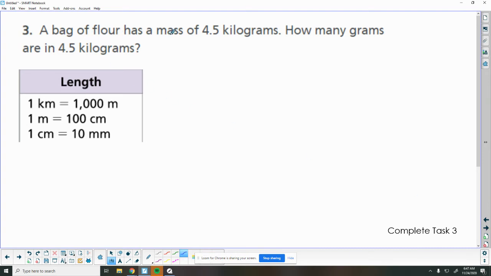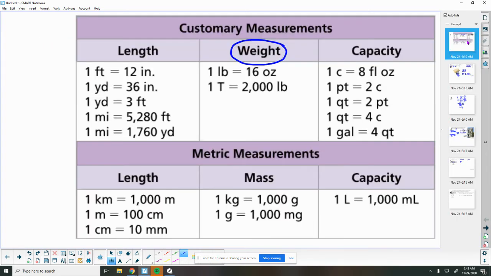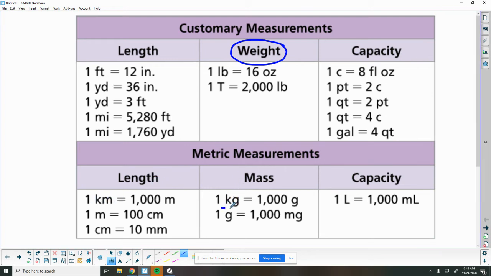Hey, a bag of flour has a mass of 4.5 kilograms. How many grams are in 4.5 kilograms? So I can hear we are looking for kilograms and grams. And I can see here now that I copied over the wrong chart. This is talking about length, and this is kilometers instead of kilograms. So let's go and look at our chart again. So this was kilometers, we're looking for kilograms. Oh, this looks like what we are looking for.